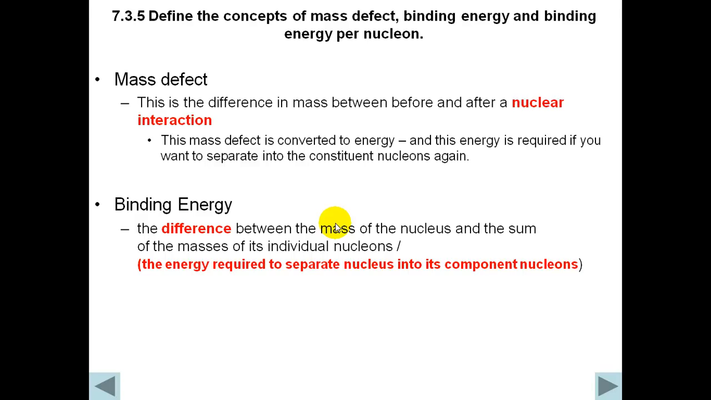How is this different from the mass defect? Well, with the mass defect you could have two already large nucleons coming together. They would produce a larger nucleon and there will be a mass defect. The binding energy is this difference in mass or energy when the nucleus is formed from its separate constituent nucleons.